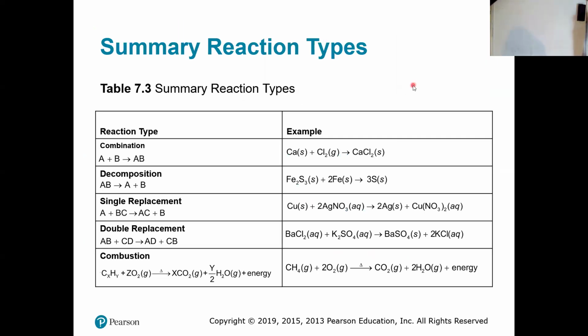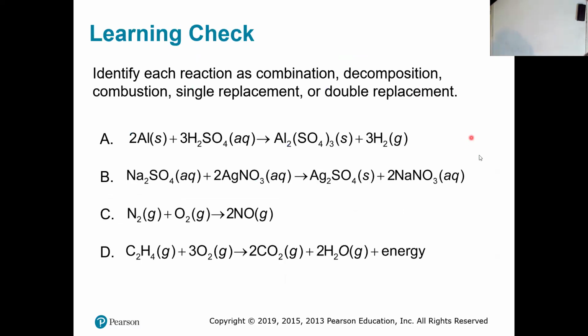So that is our summary of the different reaction types. Okay, 5 of them. And you definitely should be able to just look at a reaction, and if it fits into one of these categories, you should be able to label it that way. Okay, you're definitely going to be expected to do that. So let's take a second here. Identify each reaction as one of the 5.